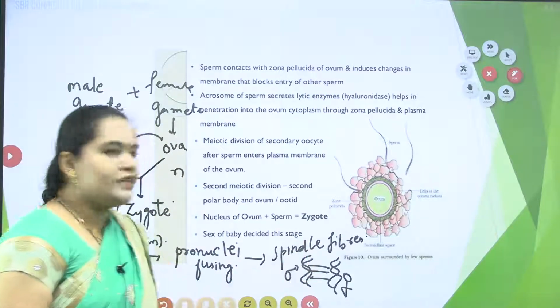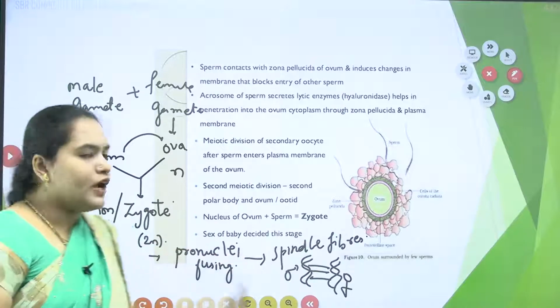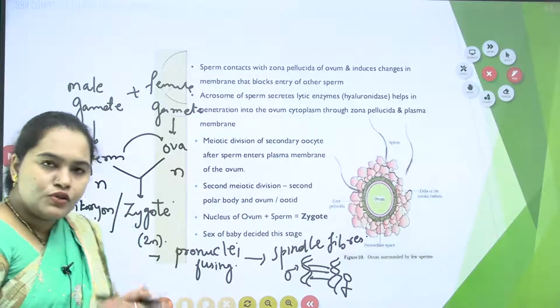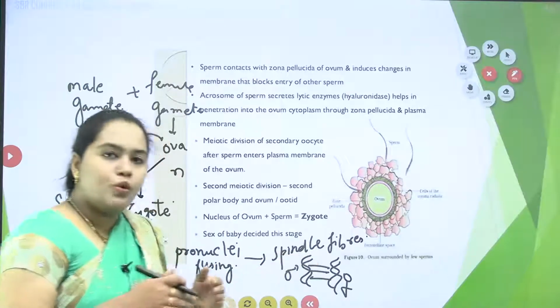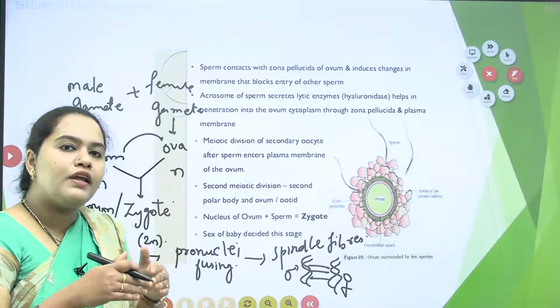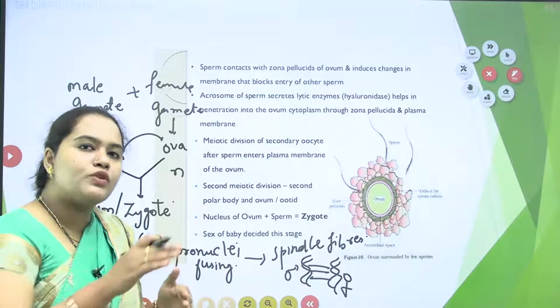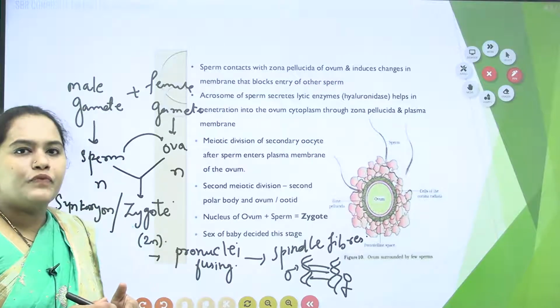After the formation of the spindle fiber, the zygote undergoes the mitotic division. During mitotic division, in the anaphase stage, the chromosomes will get segregated equally at the opposite poles, which leads to the formation of the daughter cell.